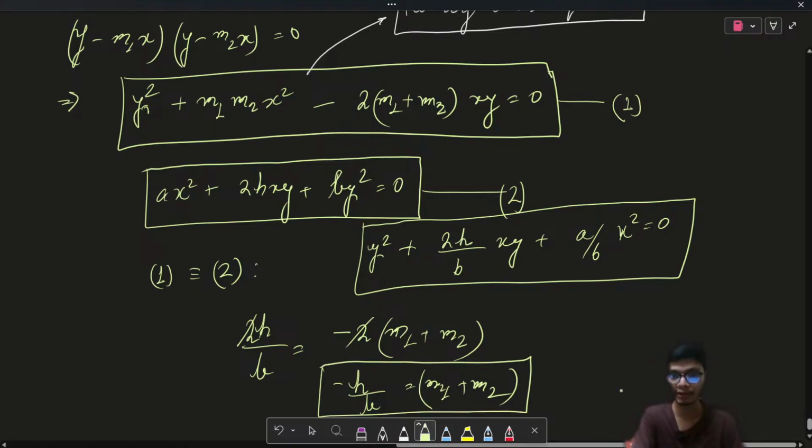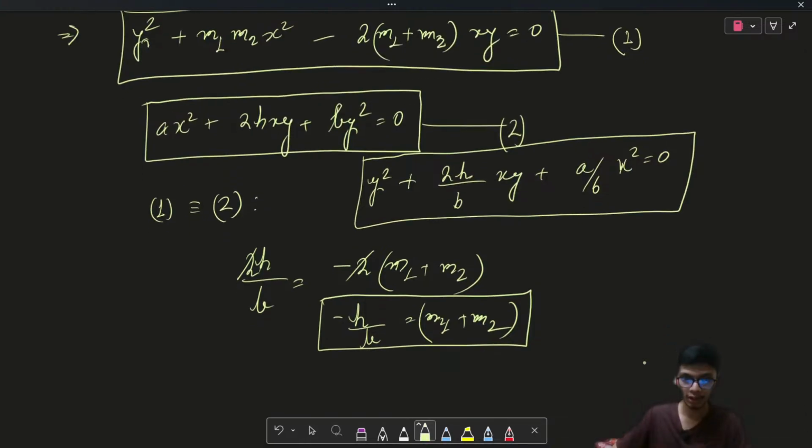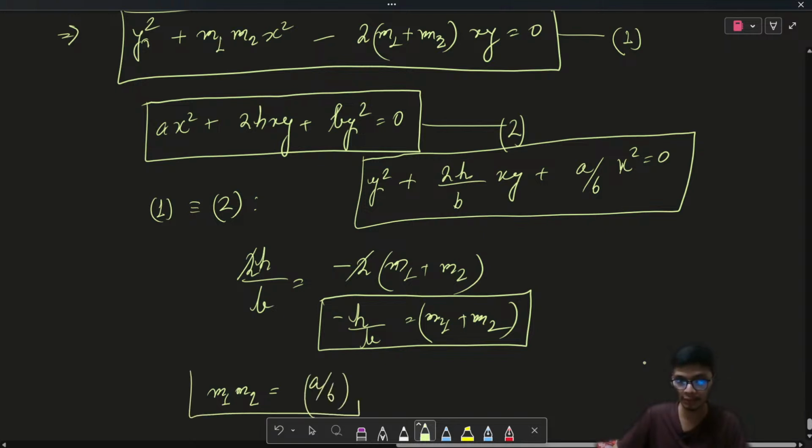In a similar manner, if I compare the x square coefficient, I'm going to get m1 multiplied with m2, and that will be equal to a upon b, right?